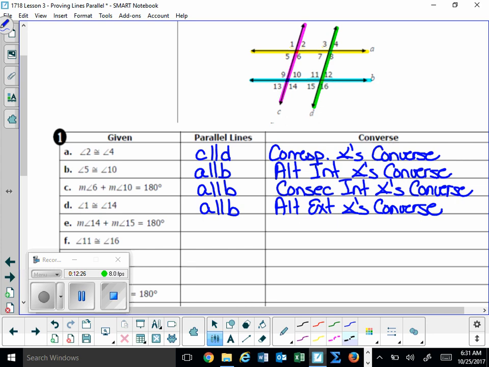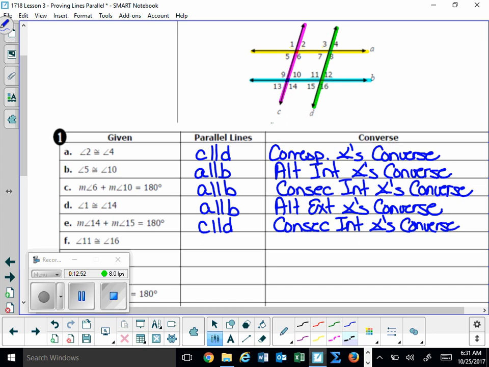Let's see, 14 and 15 add up to 180. 14 and 15 are on the blue transversal. They're consecutive interior angles, which have to add up to 180. So line C is parallel to line D. Consecutive interior angles converse.